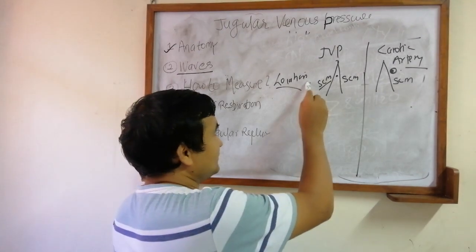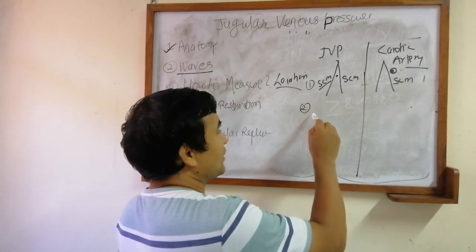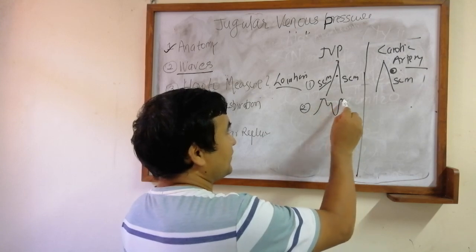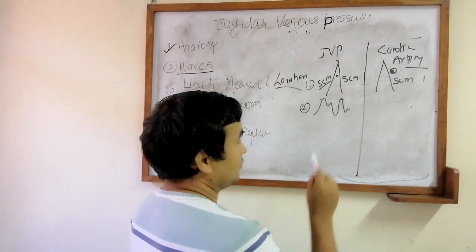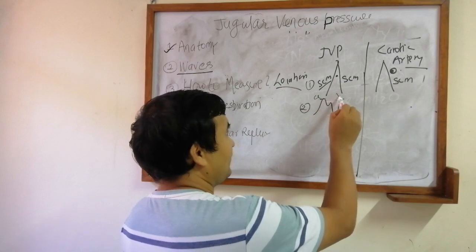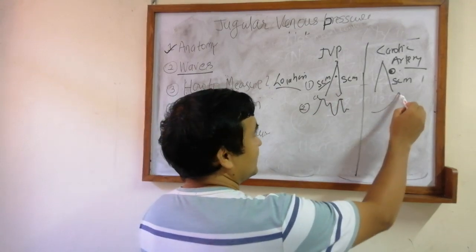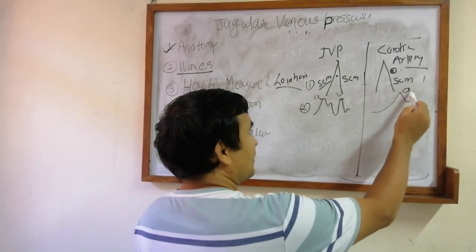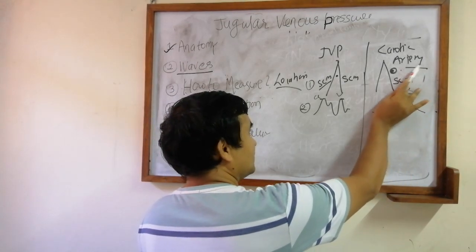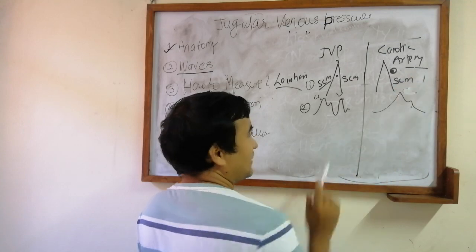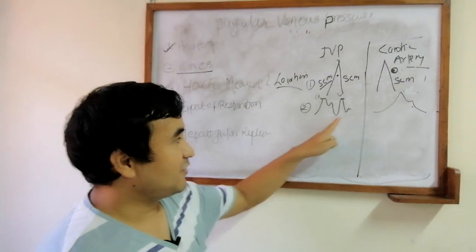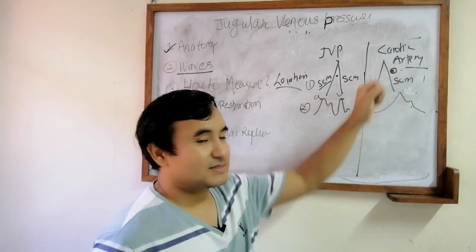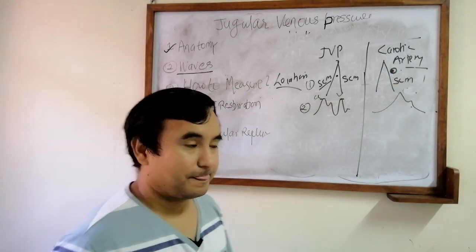Second, in the JVP, as we have already discussed, there are two positive deflections in each systole. So there is A and the V. Whereas in the carotid artery pulsation, there is only one positive deflection. So two positive deflections suggest JVP, only one positive deflection in a systole suggests carotid artery pulsation.